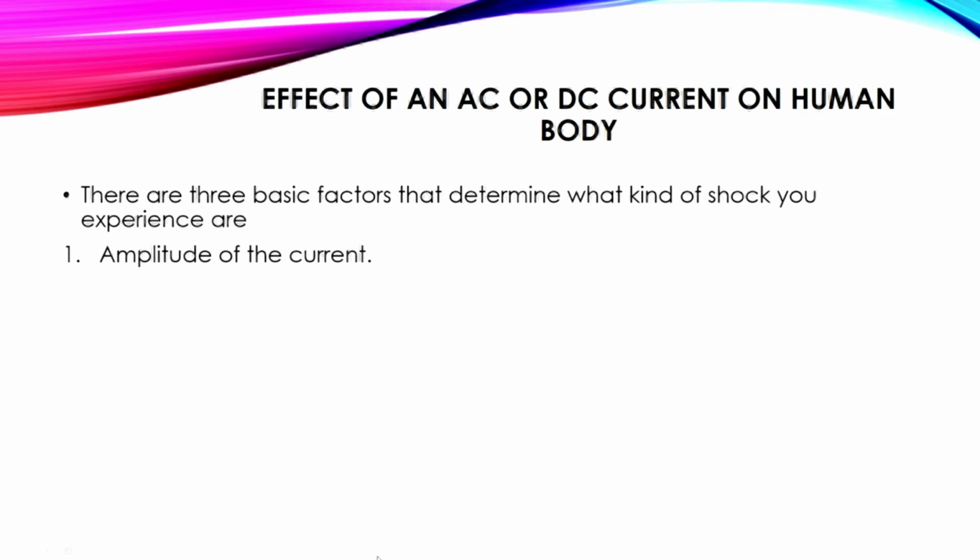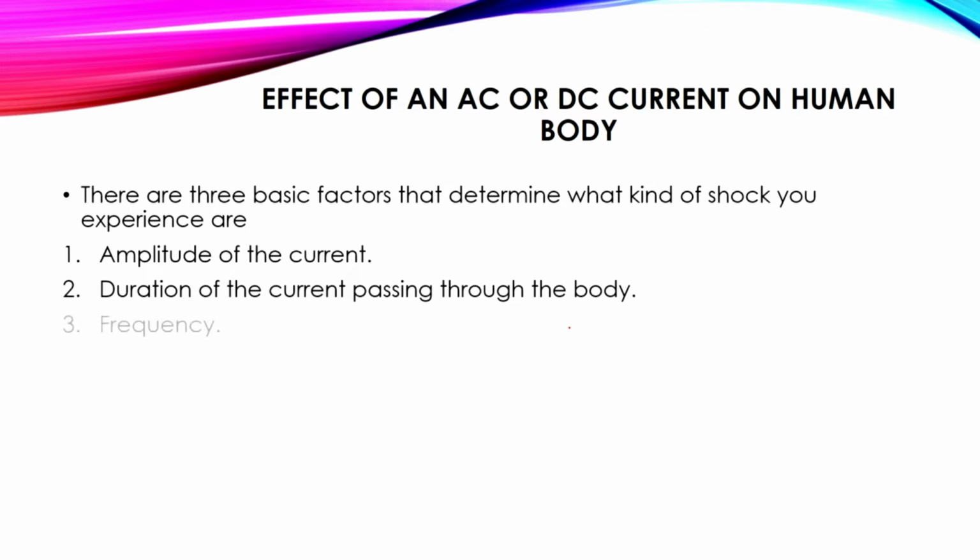The first one is the amplitude of the current, the value of the current which the human is exposed to. Number two, the duration of the current passing through the human body, the time in which the current passes through the body. Number three, the frequency of the current passing. It is DC of 0 frequency or AC with 50 Hz or more. And number four, the direction or the path of the current. So let's start by discussing each of these factors.